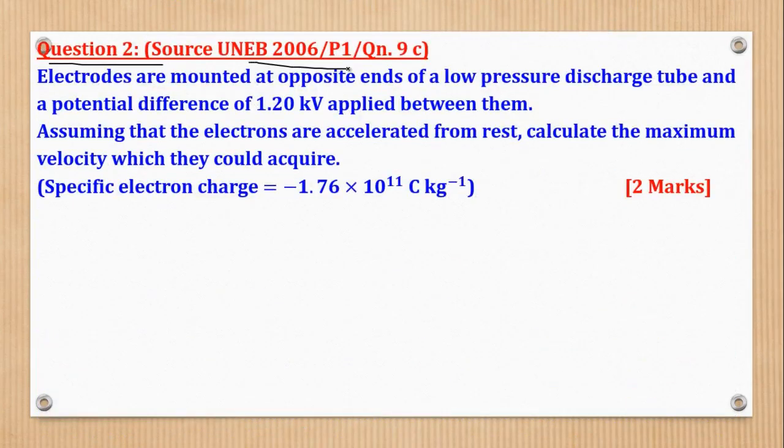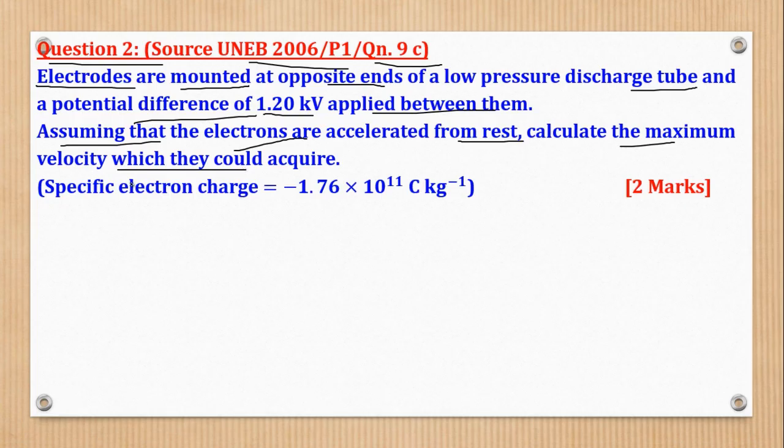Then question 2 came from UNEB 2006 paper 1 question 9C, and it says electrodes are mounted at opposite ends of a low pressure discharge tube and a potential difference of 1.2 kilovolt applied between them. Assuming that the electrons are accelerated from rest, calculate the maximum speed which they could acquire. Specific electron charge is this. So like I told you, specific charge means the ratio of charge to mass. I think I can even get it from the unit, coulomb per kilogram, charge over mass.